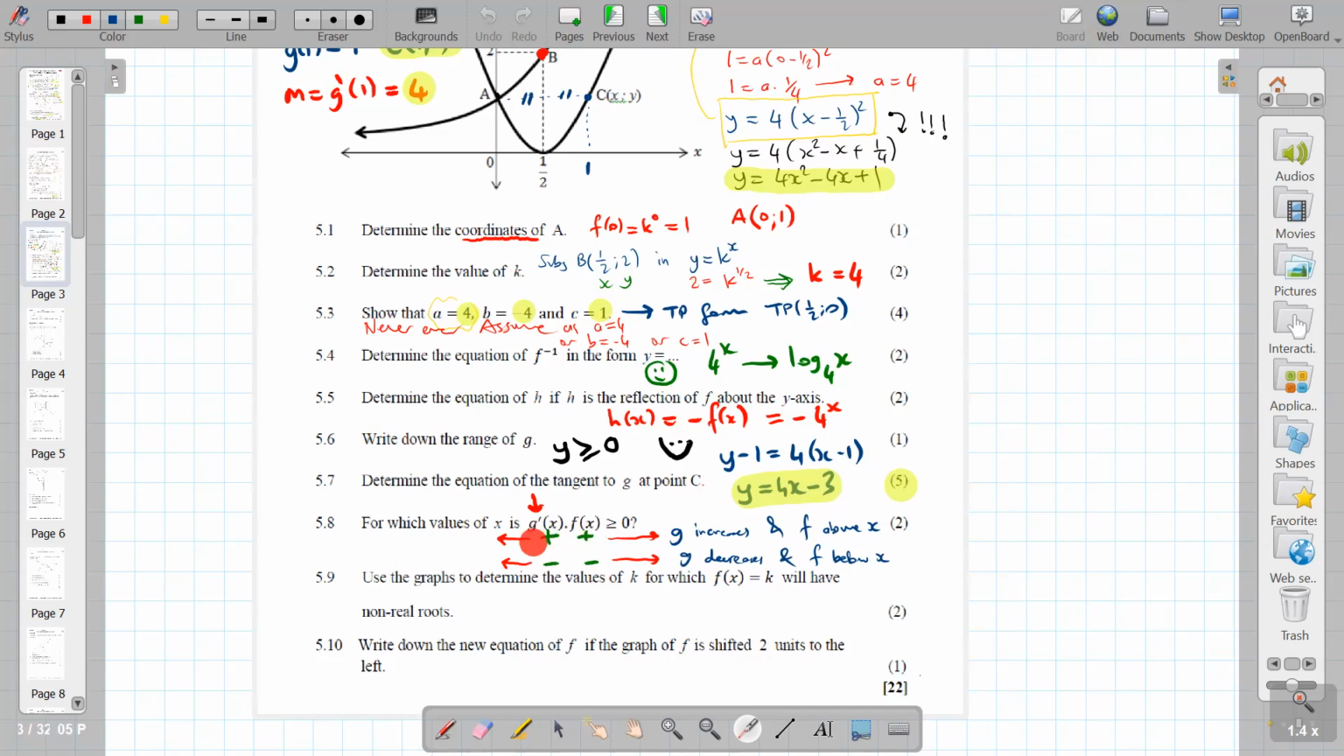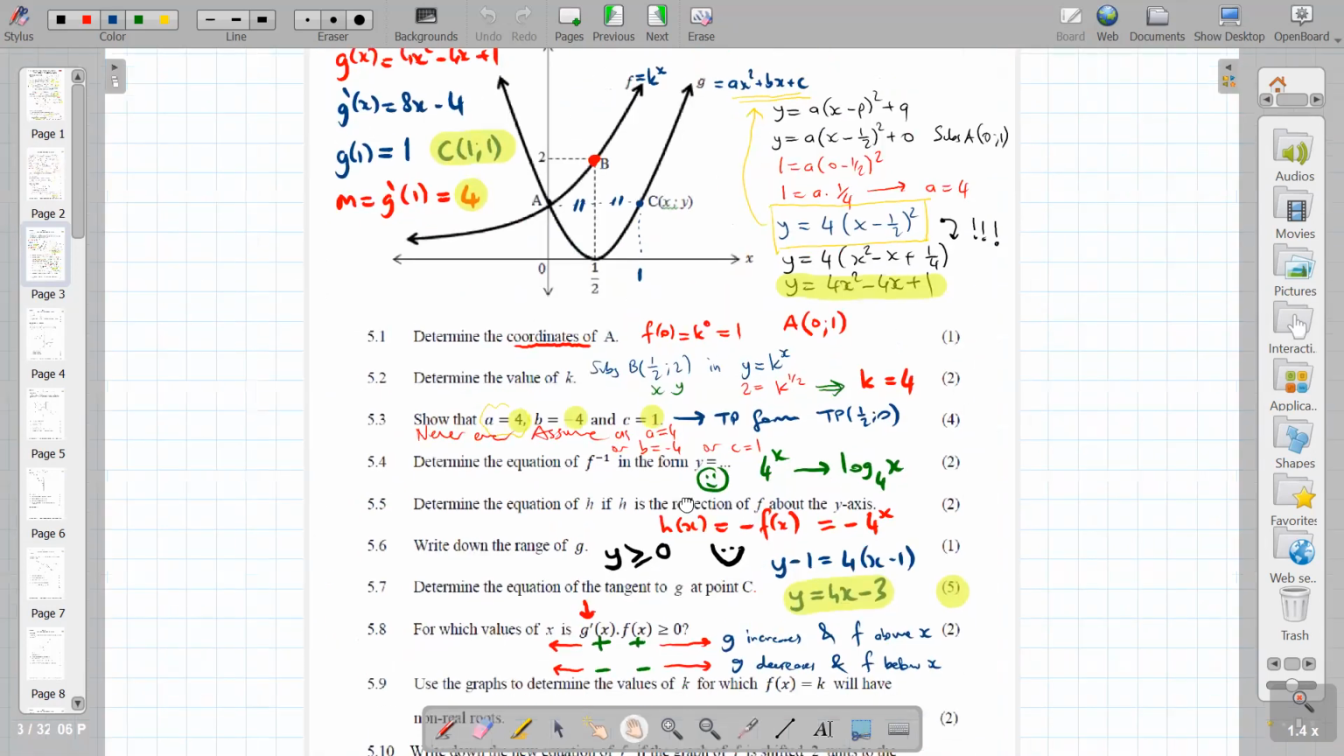So basically, using the graph, we will be looking for whenever g increases, at the same time we must have f above x, or the other condition, whenever g of x decreases, we must have f below x. So that was the question we stopped at. Let's have a look at the diagram, the graphs. f of x is the one with the exponential function, okay? And as you see, f of x is always above x. So we don't have any option of f of x being below x.